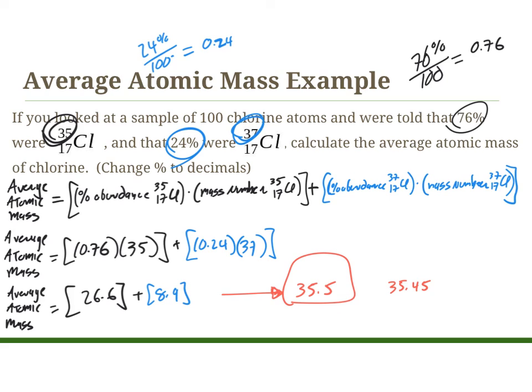Now, your homework tonight is going to be worksheet number 3. It is a two-sider, and you'll have a couple of problems to calculate the average atomic mass on, and a table to fill in. So good luck with that, and we will check homework tomorrow.